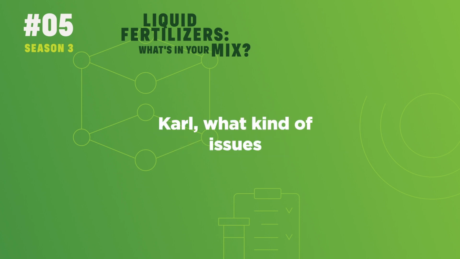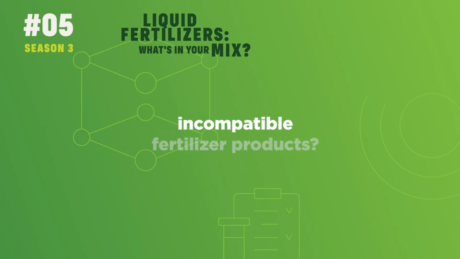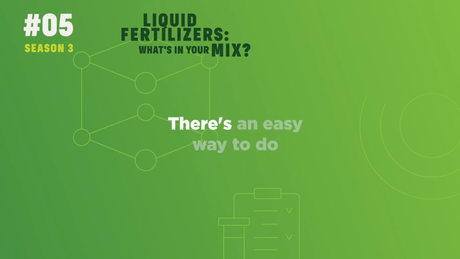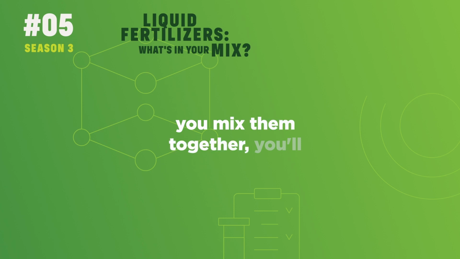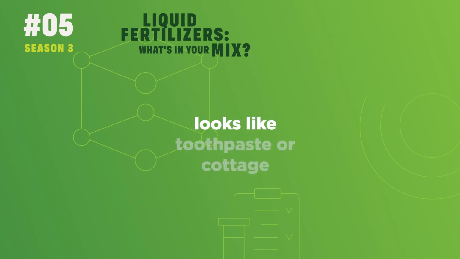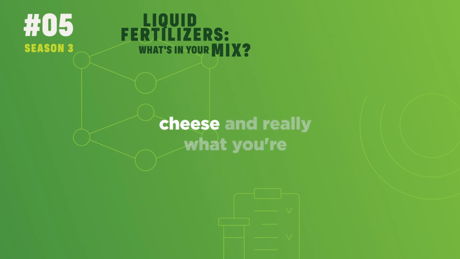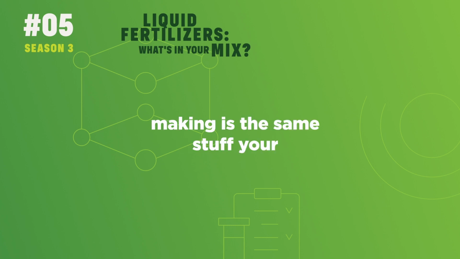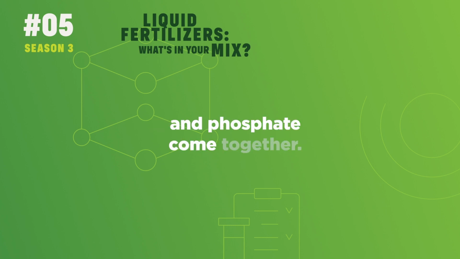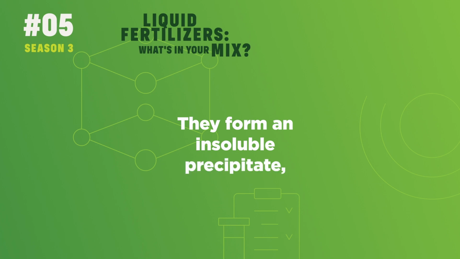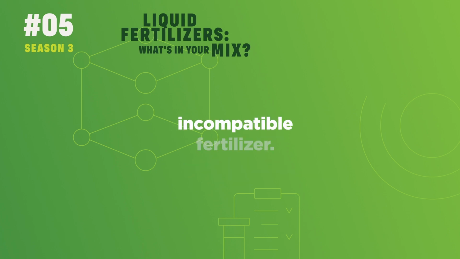Karl, what kind of issues could potentially happen if somebody were to mix these products incorrectly or mix incompatible fertilizer products? Let's start with the incompatible part. There's an easy way to do this. Go out to the shop and grab some liquid 10-34-0 and then grab some CAN-17 calcium fertilizer. And if you mix them together, you'll quickly make this stuff that looks like toothpaste or cottage cheese. And really what you're making is the same stuff your bones are made out of. Calcium and phosphate come together. They form an insoluble precipitate. So that's what we call an incompatible fertilizer.